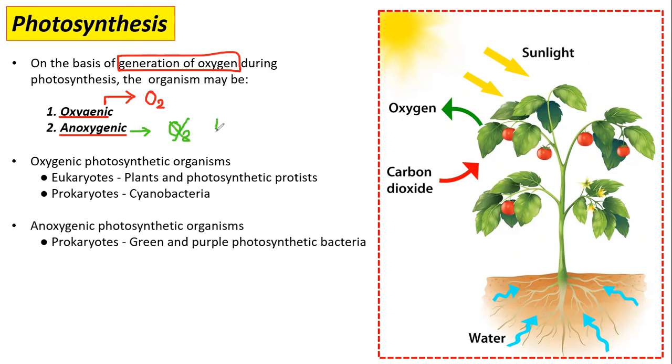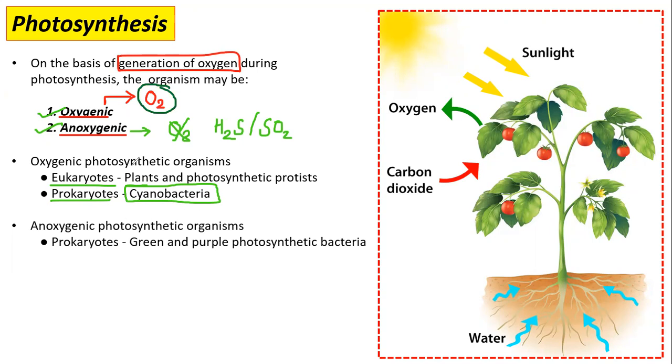Instead, you will get hydrogen sulfide, or sulfur dioxide, or some compounds or sulfur. You'll get something like that. Okay. So two types, oxygenic and anoxygenic. Oxygenic photosynthetic autotrophs or photosynthetic organisms include eukaryotes as well as certain prokaryotes. An example of an oxygenic photosynthetic autotrophic bacteria is the cyanobacteria. That is, cyanobacteria will undergo photosynthesis and they will release oxygen. They will help to release oxygen.